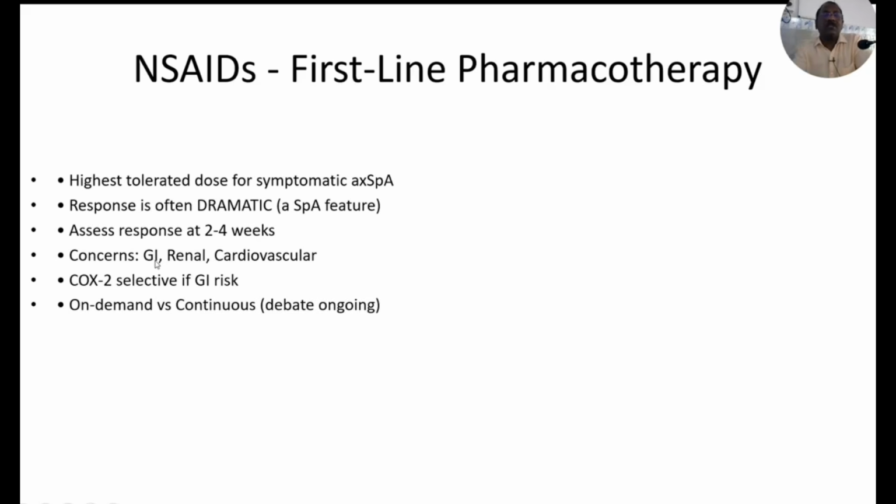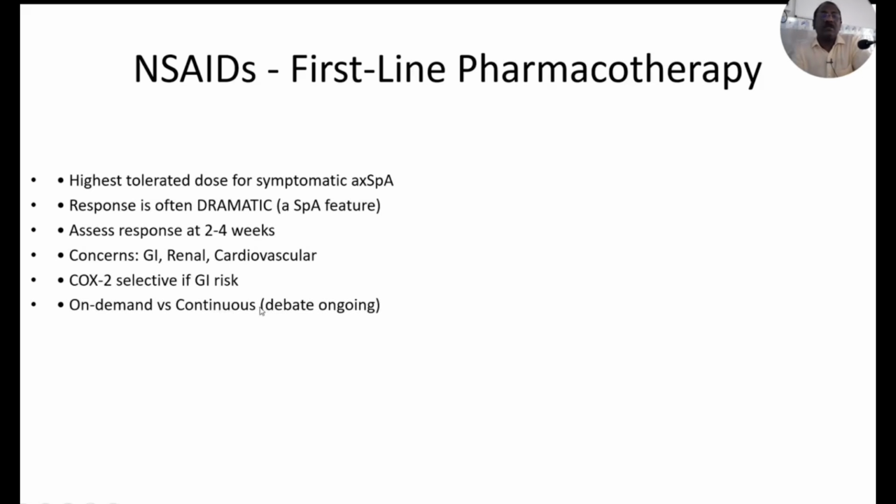So concerns are gastrointestinal, because these drugs, NSAIDs especially, cause gastrointestinal side effects like nausea, vomiting or gastritis, etc. And renal, IgA nephropathy or NSAID induced nephropathies, and cardiovascular, yes. Because some of the NSAIDs retain water, they may precipitate heart failure. COX-2 selectives, if there is GI risk. So we use a lot of celecoxib, 100 milligrams, 200 milligrams, that is our favorite drug, celecoxib, with the very least GI risk.